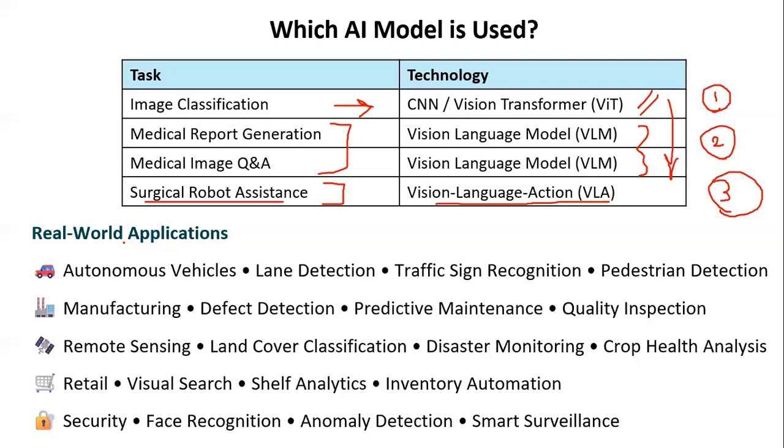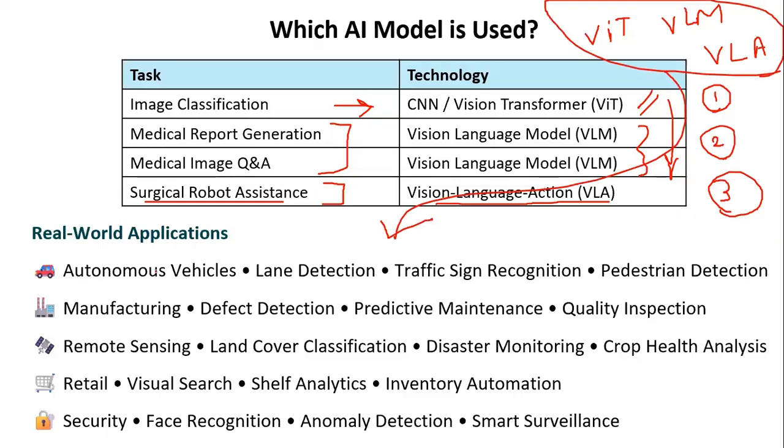It is not just in the telecom domain, medical domain, CCTV surveillance, or manufacturing industries, but there are so many areas where these things, vision transformer, that is ViT, vision language model, that is VLM, and vision language action model, that is VLA, can be used. All three can be used in a variety of domains, like autonomous vehicles for lane detection, traffic signal recognition, pedestrian detection, etc.